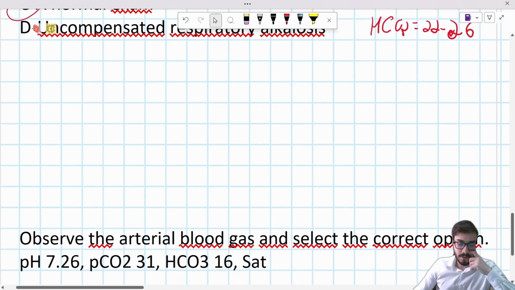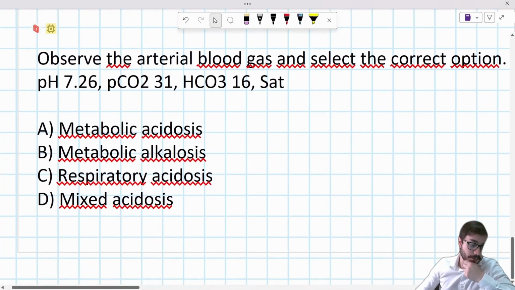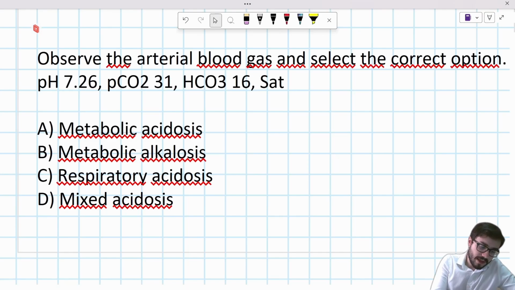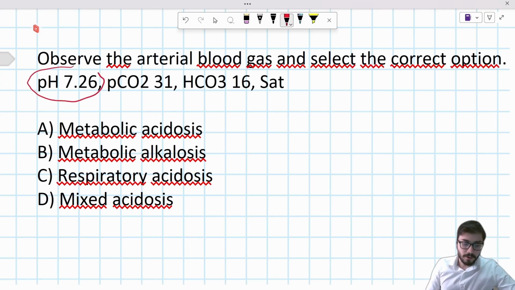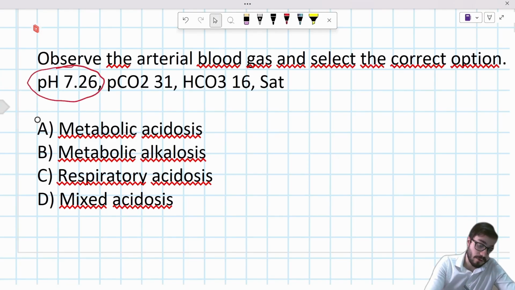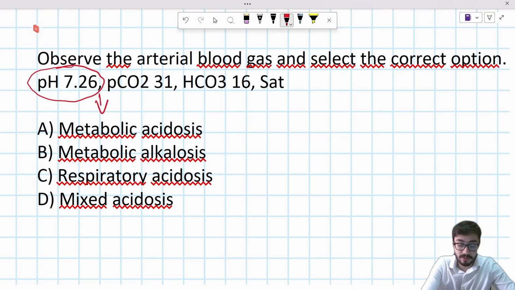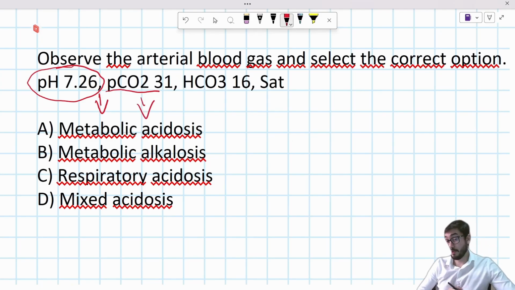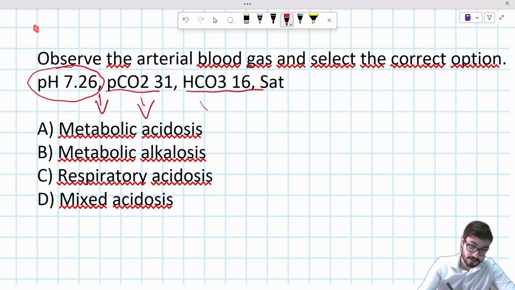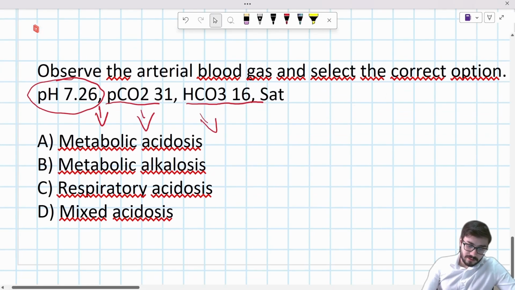Okay, observe the arterial blood gas and select the correct option. Okay, we have a pH of 7.26. So now we have acidosis, because we have a lower pH. PCO2 31, also a low PCO2. And the bicarb is lower also. So let's analyze our options.